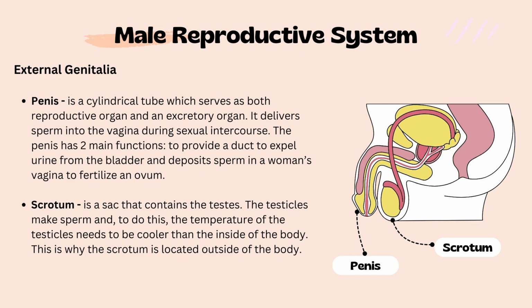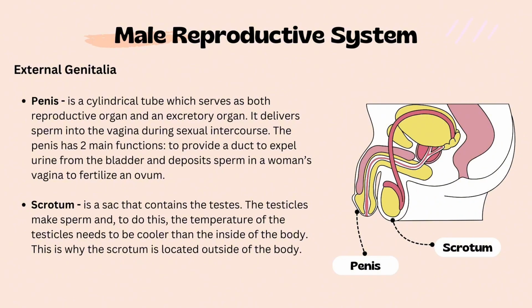These are two oval-shaped glands responsible for producing and storing sperm. They also produce several hormones, the main one being testosterone. The scrotum hangs outside the body because it needs to maintain a slightly lower temperature than the rest of the body. This lower temperature helps to maintain sperm production.